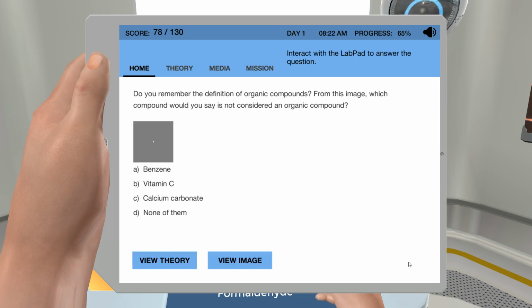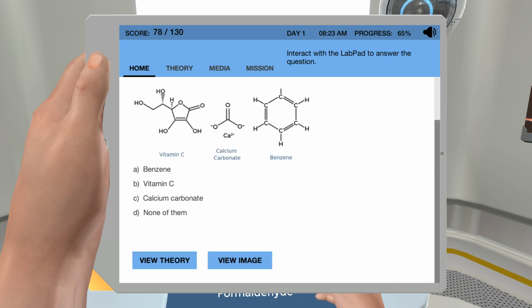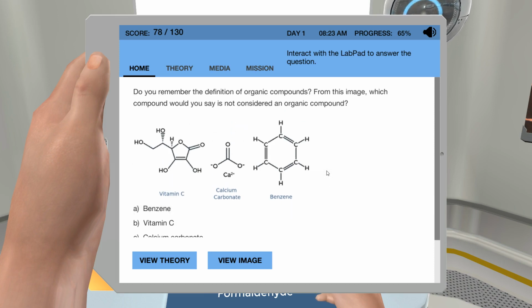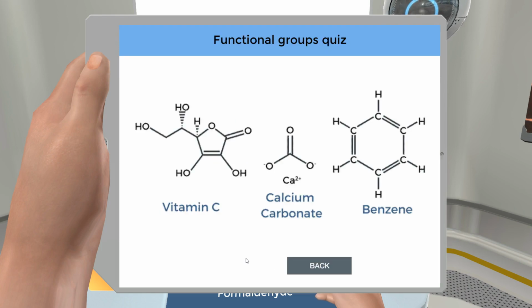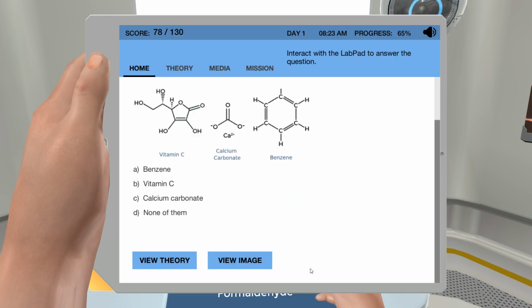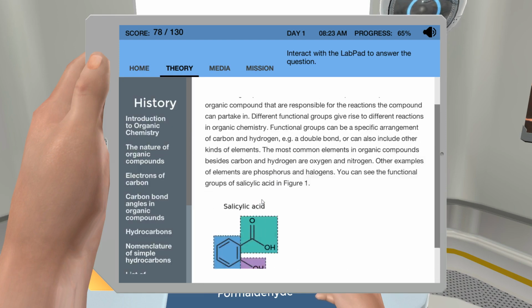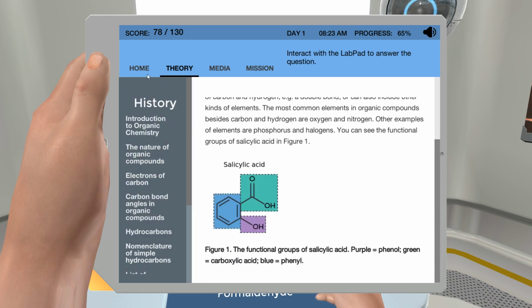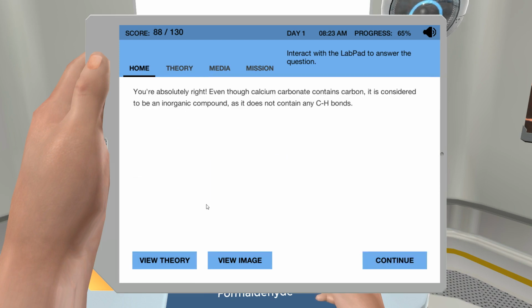Do you remember the definition of organic compounds? From this image, which compound would you say is not considered an organic compound? You're absolutely right. Even though calcium carbonate contains carbon, it is considered to be an inorganic compound, as it does not contain any carbon-hydrogen bonds.